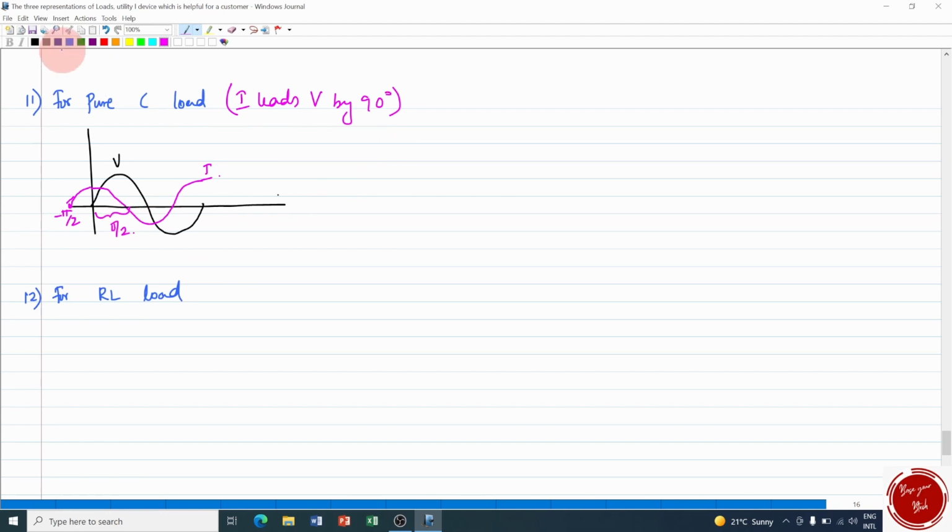Now when I go with the phasor representation, if V is drawn over here, current should be leading. So the current phasor should be 90 degrees anticlockwise to this voltage vector.